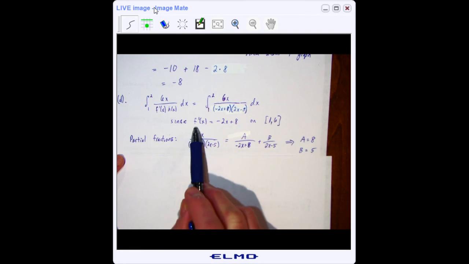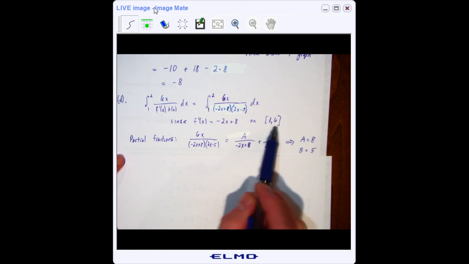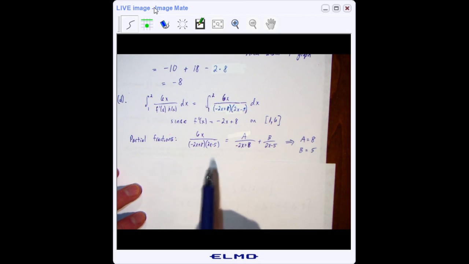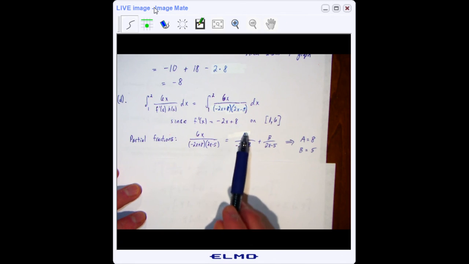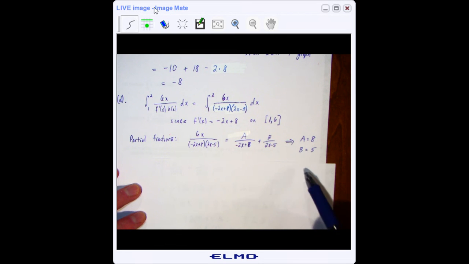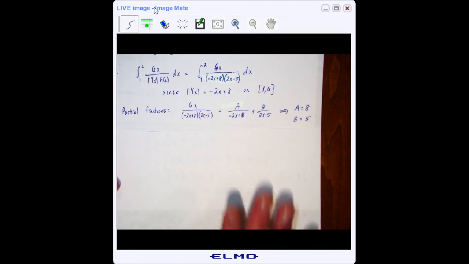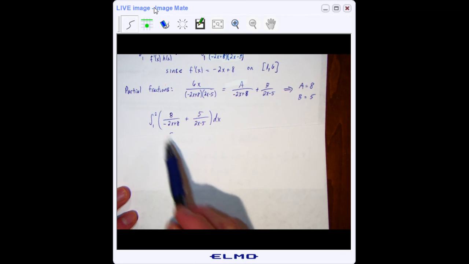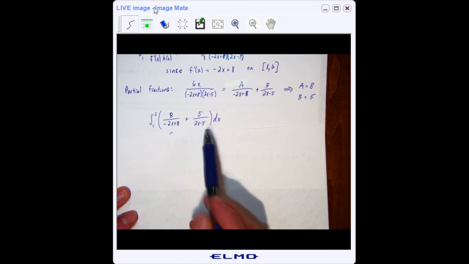And again, the derivative is negative 2x plus 8 on the interval from 1 to 6 based on the graph. So that's what you want to do with your partial fractions. Take this and break it up as a over negative 2x plus 8 plus b over 2x minus 5. I didn't show all the algebra, but I know you can do that. You solve for a and b, and you get a is 8 and b is 5. Now I'm going to rewrite it as the integral from 1 to 2 of 8 over negative 2x plus 8 plus 5 over 2x minus 5 dx.